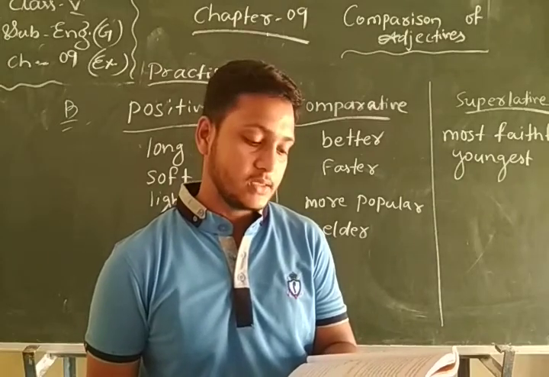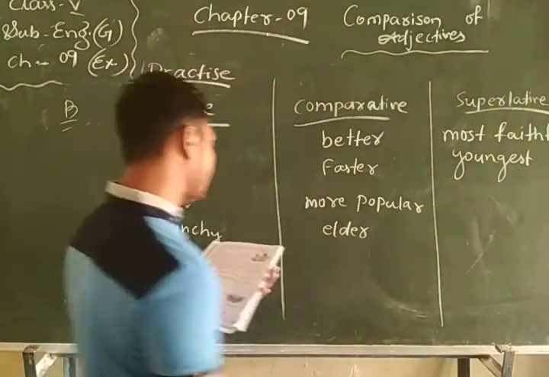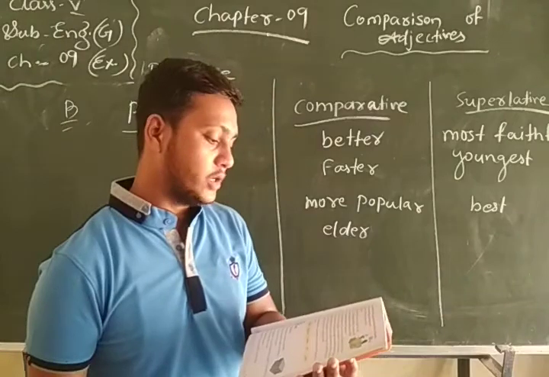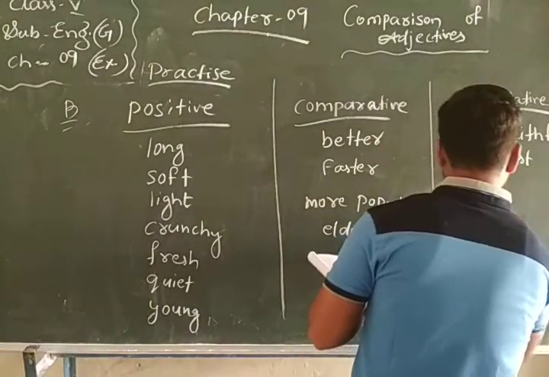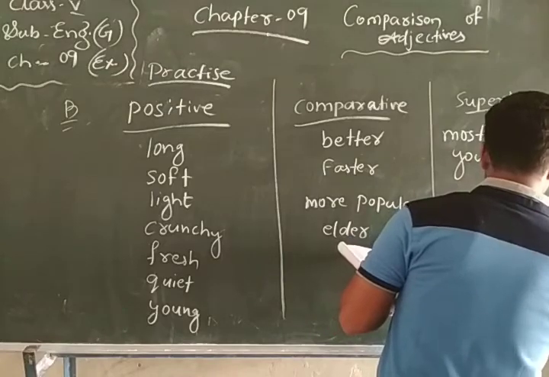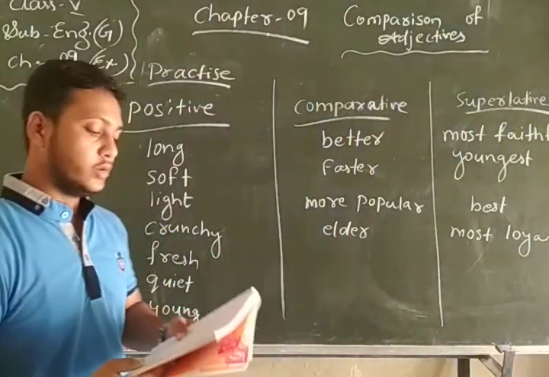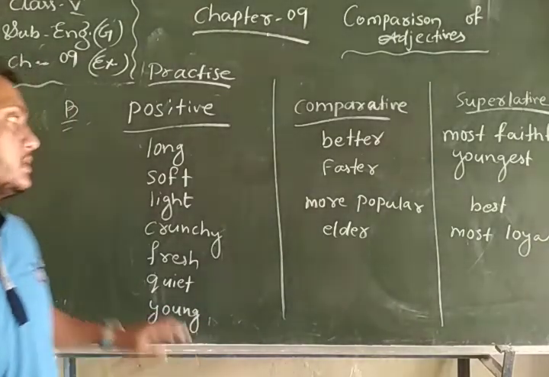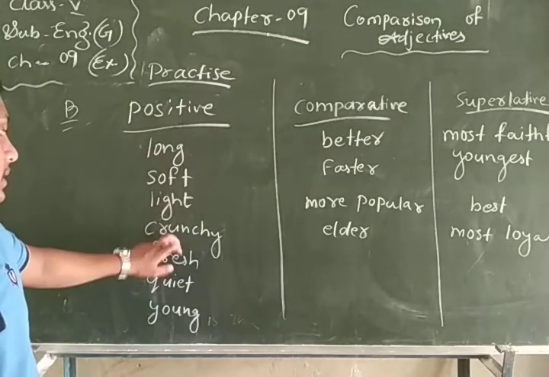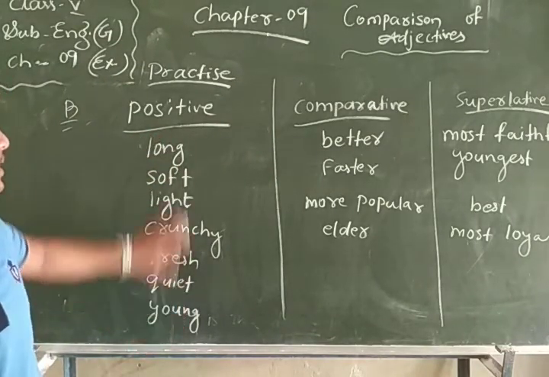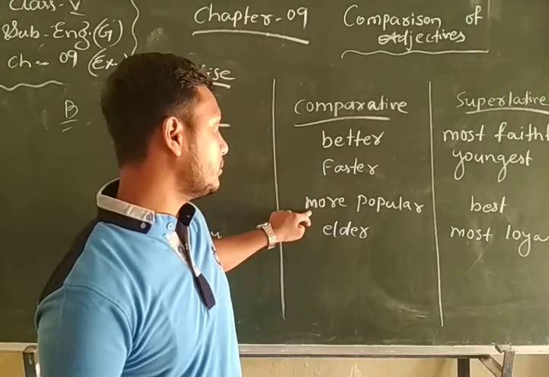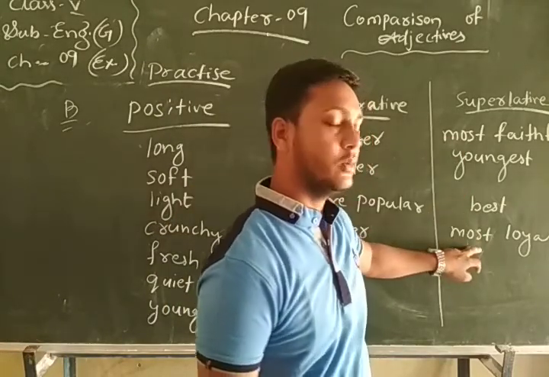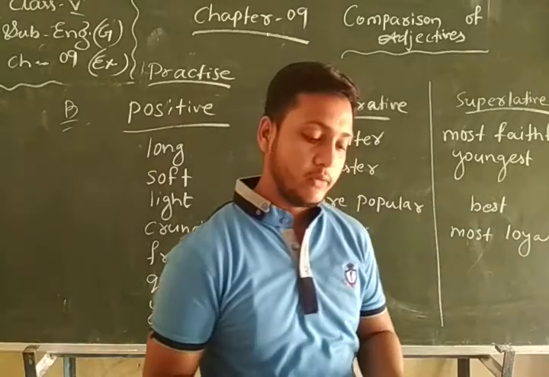Of the 5 siblings, we spend the best time together. My dog is truly my most loyal friend. Okay, so in this way you have to underline the different adjectives and put them in different colors. Long, soft, light, crunchy, fresh, quiet, young: all these come under positive form. Better, faster, more popular, elder come under comparative. Most faithful, youngest, best, most loyal: all these come under your superlative forms.